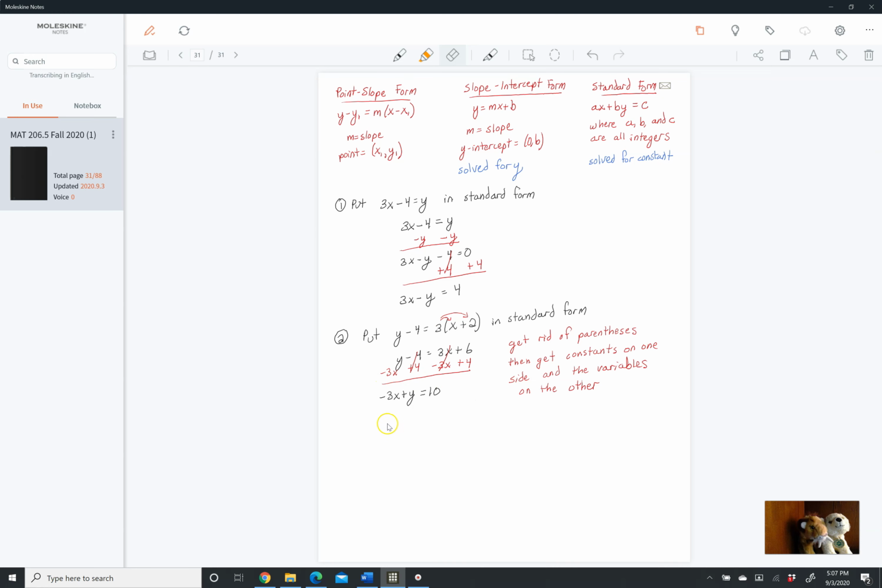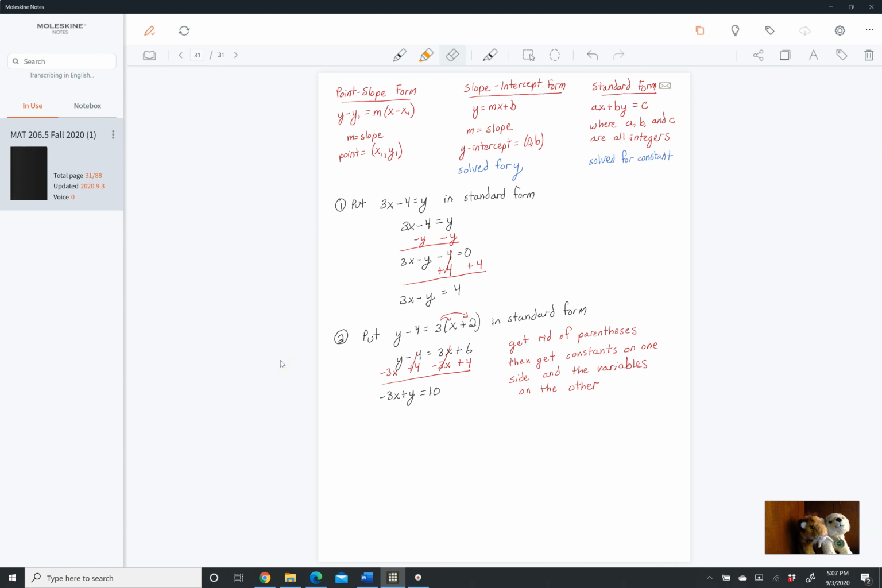Okay. Some people will write it so that the x is always positive. So there are some people who will write 3x minus y equals -10. In other words, they multiply everything by -1. You can do that. That's 100% correct. I don't require it. I don't care. Okay.